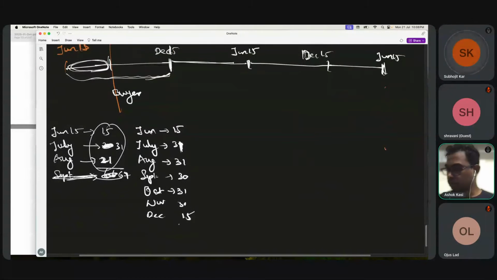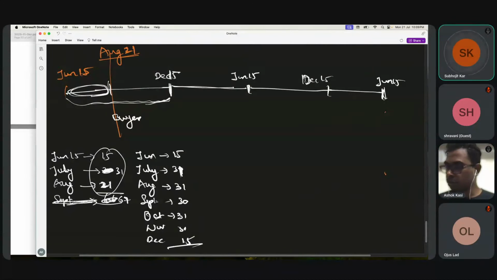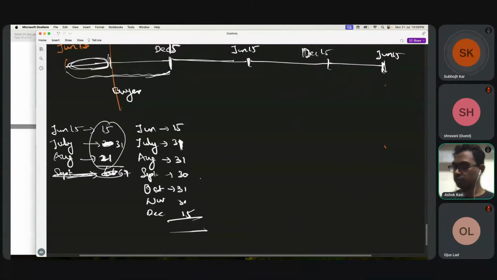Now you add up all this. It's June 15th, right? Till December 15th, yeah. Here, payment date. Now you add up all this. So 5, 6, 7, 8, 9, 10, 13. So yeah, it's 183.